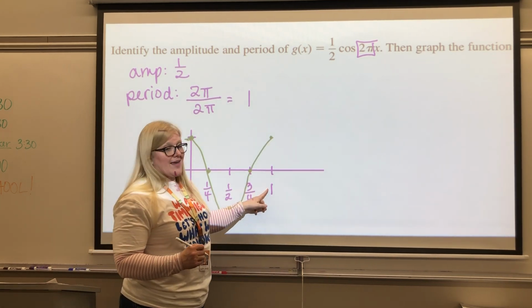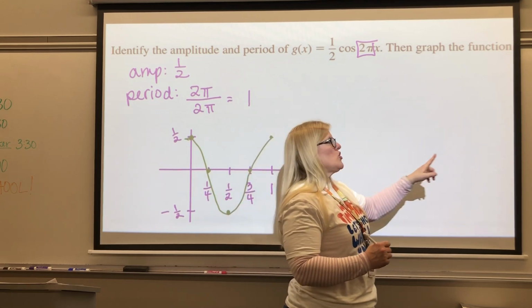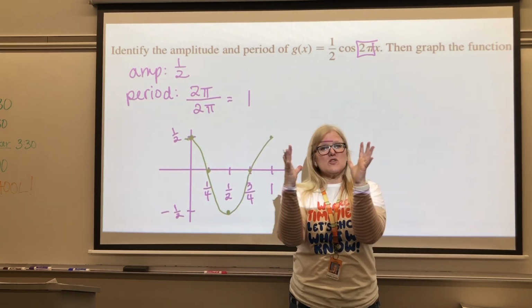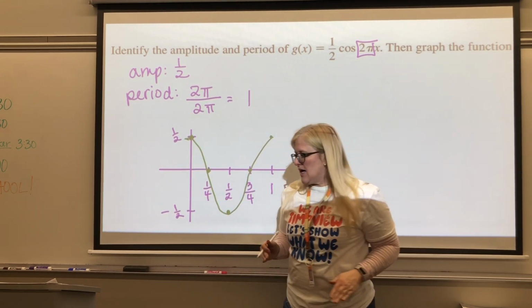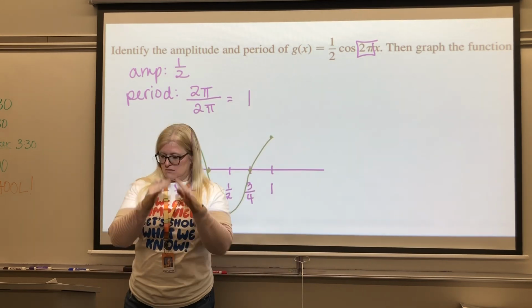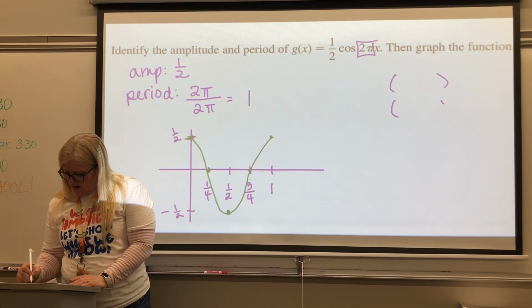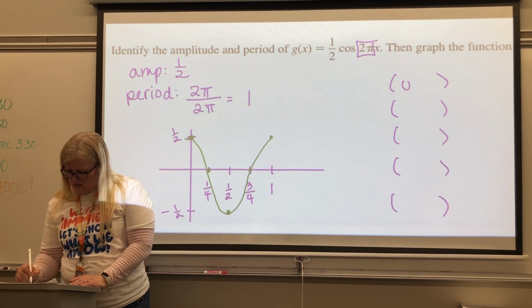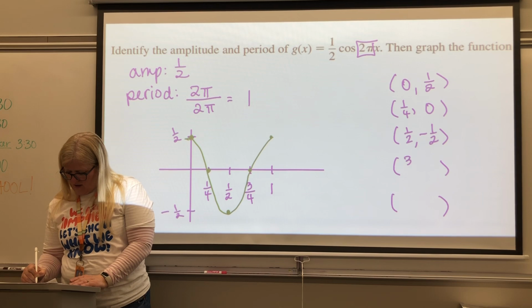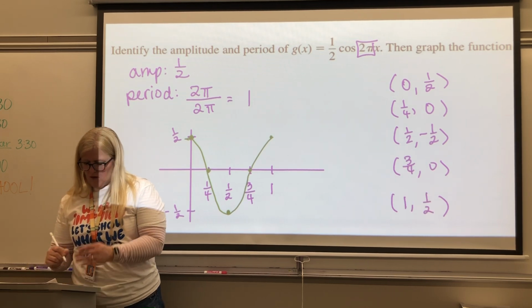Remember, pi is going to be way out here. 2 pi is going to be way over here. So this one is much more tight. Okay? Then my 5 points, 0, 1/2, 1/4, 0, 1/2, -1/2, 3/4, 0, and 1, 1/2.